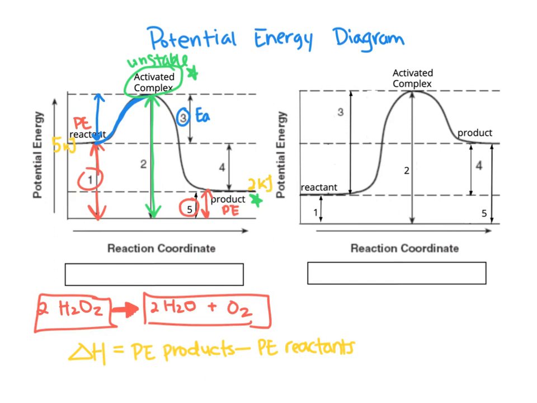In this case, if I subtract those two numbers, the product was 2 and the reactant was 5, so that's going to give you -3. This means that delta H is a negative number. And when delta H is negative, that means that the energy is lost to the surroundings or released to the surroundings.